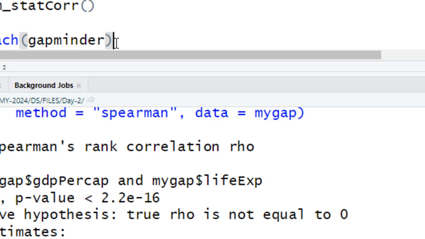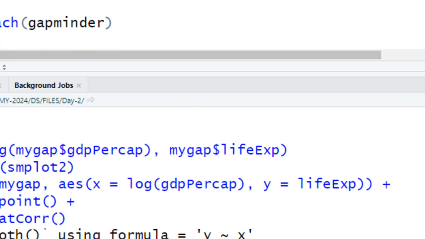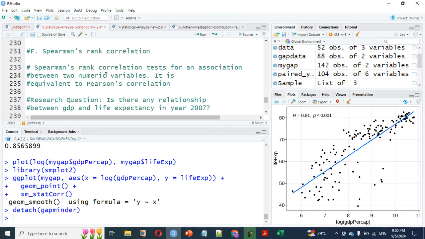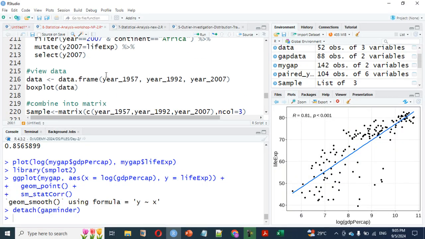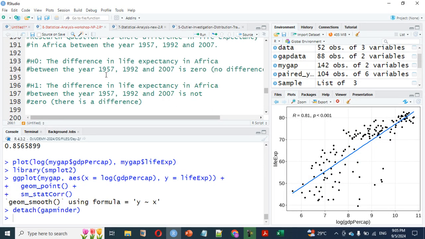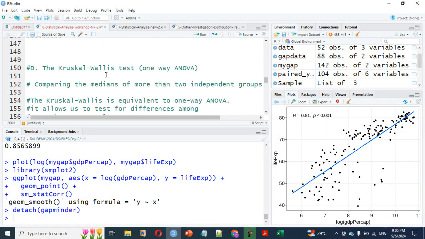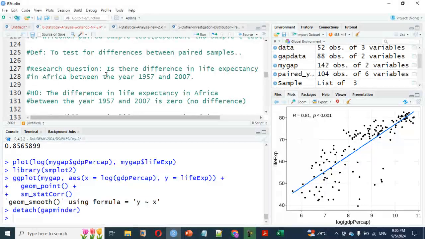So if you run this now, it's detached, so that you will not be using it for something else. So now we are able to cover the non-parametric test, which is equivalent to the parametric test we have done before. All right, so that is what we are able to do today, and I hope that you understand this.